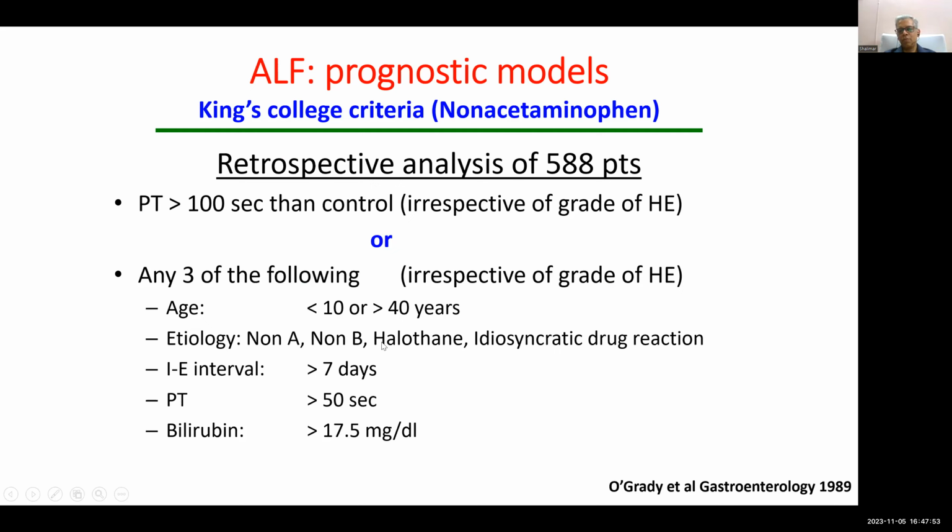When we talk about etiologies, unfortunately, we don't see halothane or idiosyncratic; we say non-A, non-B. We see a distinct group of what I talked about, the cryptogenic or the non-A, non-E. The IE interval in our patients is usually less than 7 days. So unfortunately, the top three criteria don't fit our patients. So the use of this prognostic model in our setup is not of much use to us.